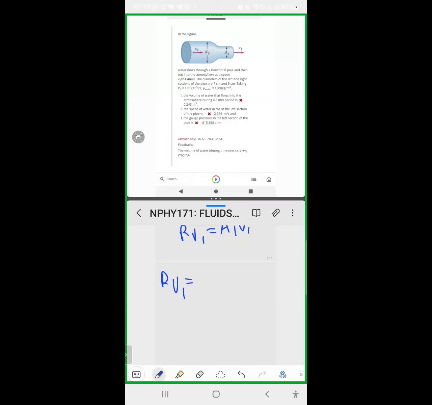Therefore, the area is simply given by pi r squared, and then this will be multiplied by V1. So this is going to be equal to pi, and then we are given the diameter. So the radius will be D1 divided by 2, multiplied by V1. So this is going to be equal to pi into our D1, which is 0.07, and then divided by our V, which is given to be 14.4.